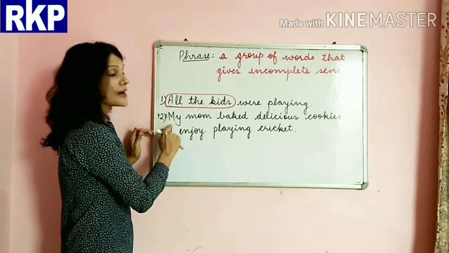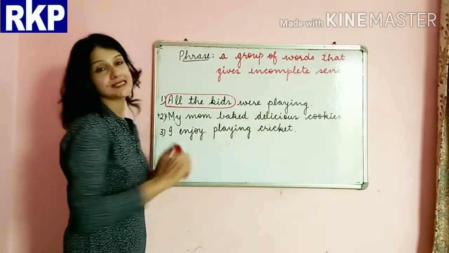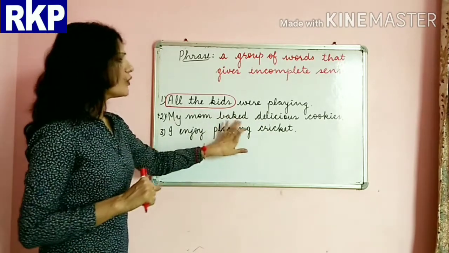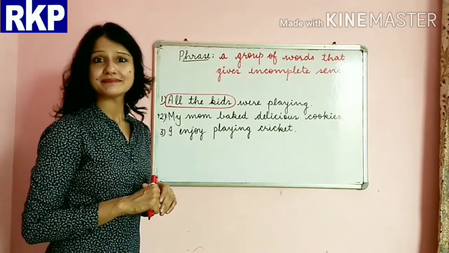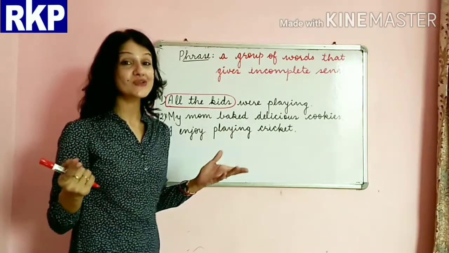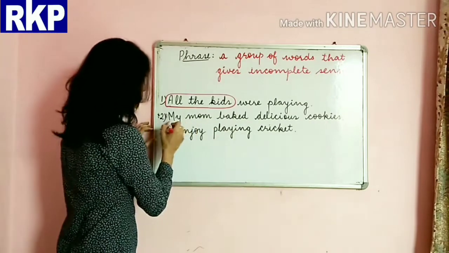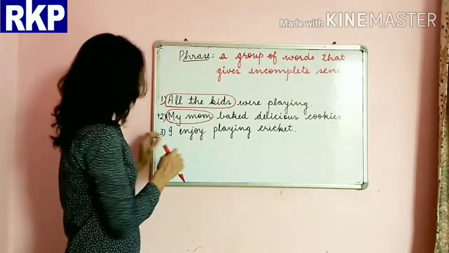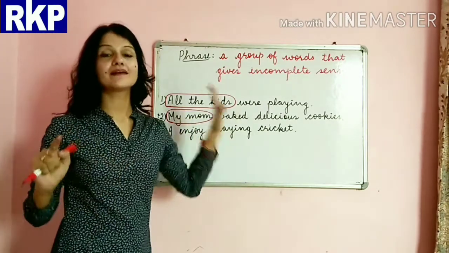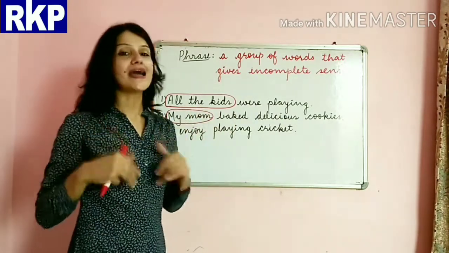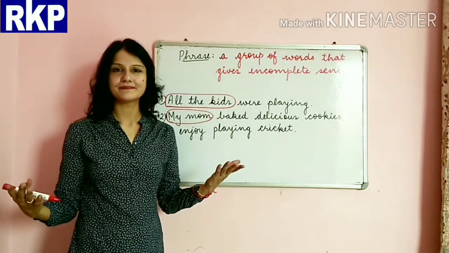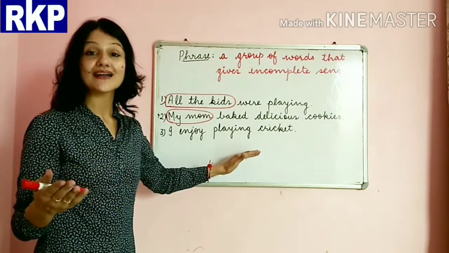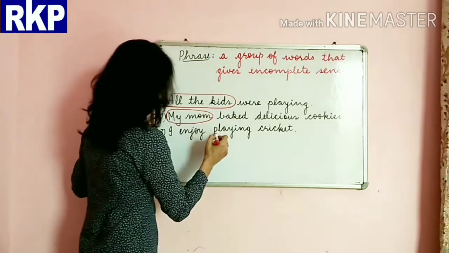Now second is, my mom baked delicious cookies. Now, if you see here, who baked delicious cookies? My mom. So this is the noun phrase here, right? I enjoy playing cricket. Okay. So I enjoy what? Playing cricket. So these two words here are acting as the noun phrase.